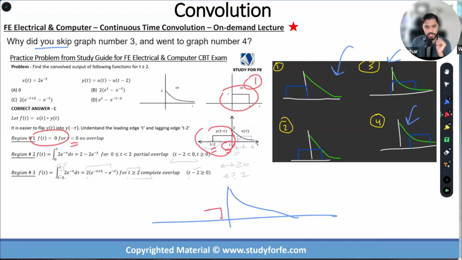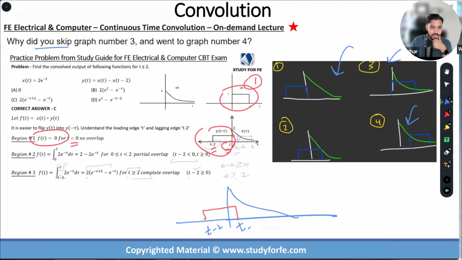So for t less than 0, we had this scenario where there was no overlap. By the way, this has already been explained in a lot of detail in the on-demand, so I'm just going to focus on the high-level stuff that is applicable generally across the board. This is my R1, where there's no overlap, so the output is 0. Now R2 is the case when the leading edge just enters into the other function, and the lagging edge has not entered yet.